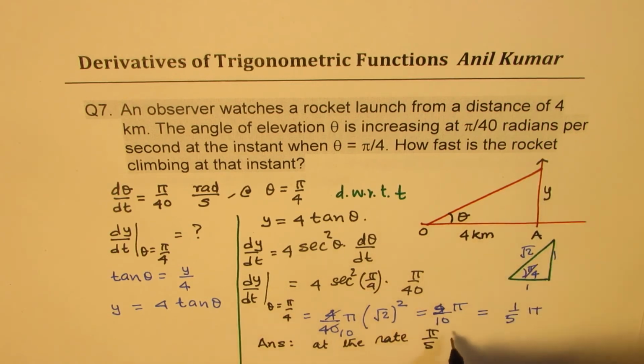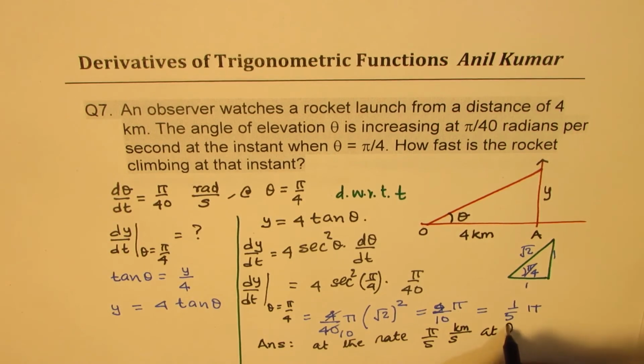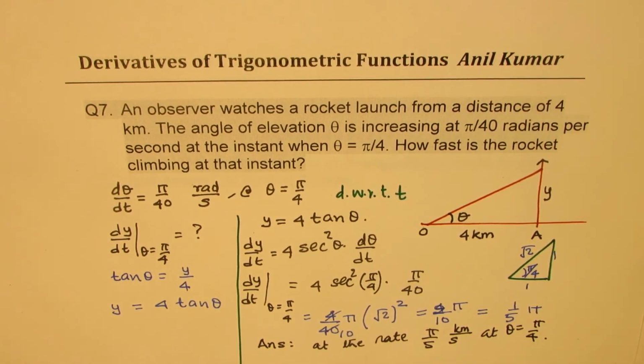We'll say kilometers per second. Because the units will be kilometers per second, so distance and time at theta equals pi by 4. Does it make sense to you? So that is how you're going to answer this question. I hope the concept is absolutely clear. Perfect. Now let's take the next application question.